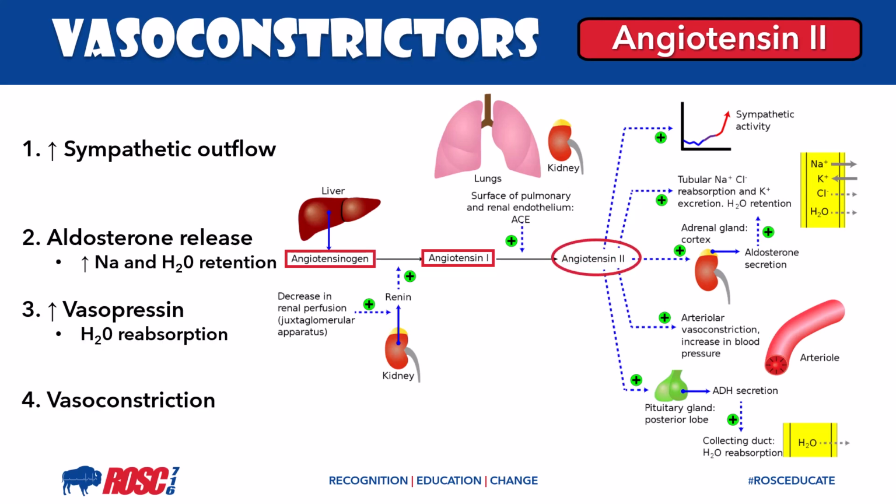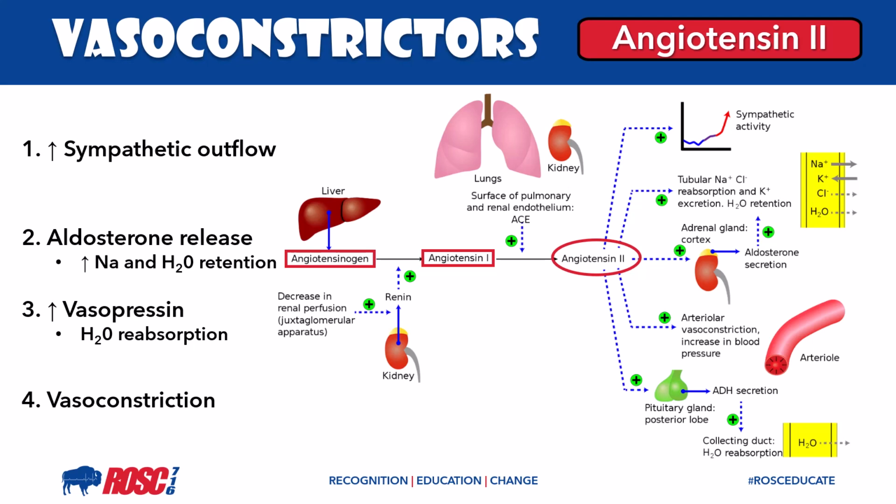Angiotensin II causes an increase in sympathetic outflow, and at the bare minimum, it's thought that this effect may reduce baroreceptor-induced bradycardia that we might see with other vasoconstrictors. Angiotensin II triggers the kidneys to release aldosterone, and aldosterone causes sodium and water retention while increasing potassium excretion.